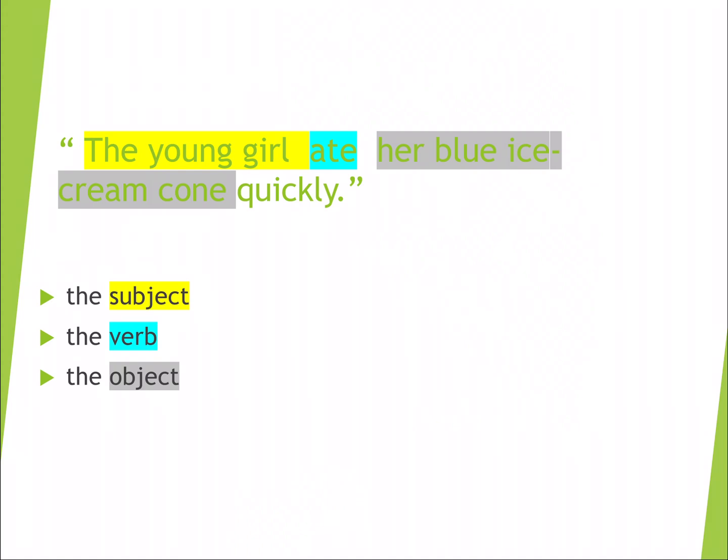The young girl ate. Ate what? This verb needs an object. She ate her blue ice cream cone. Blue ice cream cone is the object.